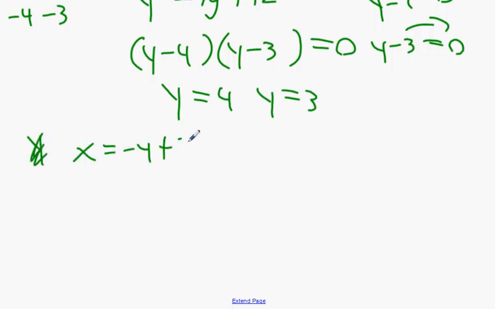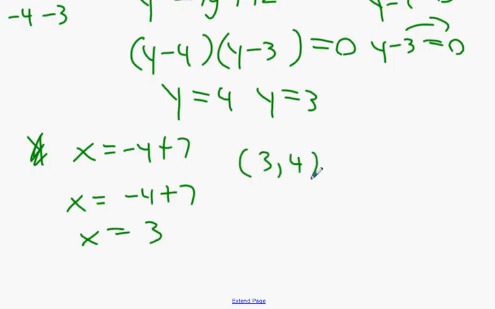And then after that, minus 4 plus 7, x equals 3. That is the point 3, 4. Remember, it's x equals minus whatever the y value is, plus 7. So minus whatever the y value is, put it in, then add on 7.